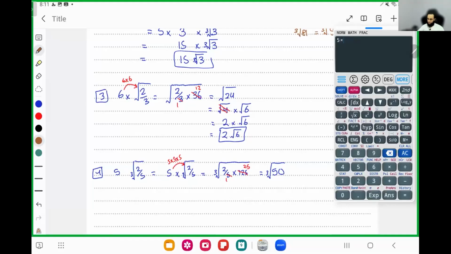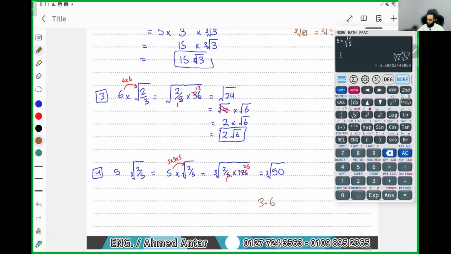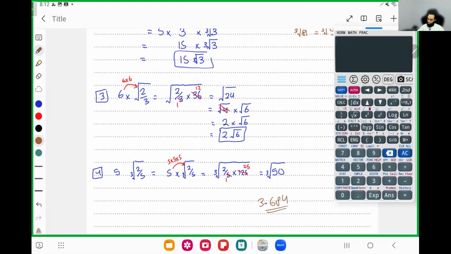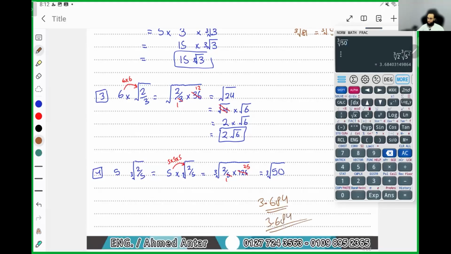Let's check the calculator. 5 times shift square root fraction 2 over 5. Actually, it's 3.68. Write 3.68 to check our answer. Okay. Shift square root 50. Yes, it's 3.68 also. We are correct. And the calculator doesn't calculate in the cubic roots. You can change the decimal like that.